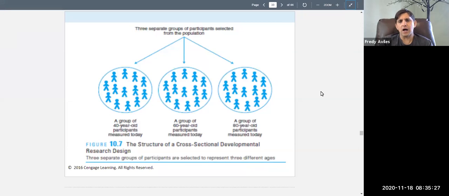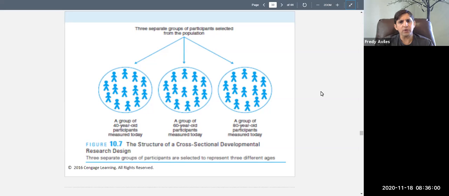Here's a visual on how a cross-sectional research design would work. You have a population, and then you select different people from that population. You have your 40-year-olds on the left, your 60-year-olds in the middle, and your 80-year-olds on the right there. And you're just going to compare those different people, 40-year-olds, 60-year-olds, 80-year-olds, when it comes to how they vote, their eating habits, their blood pressure, anything really. You can see how those things change over time depending on what you decide to study.